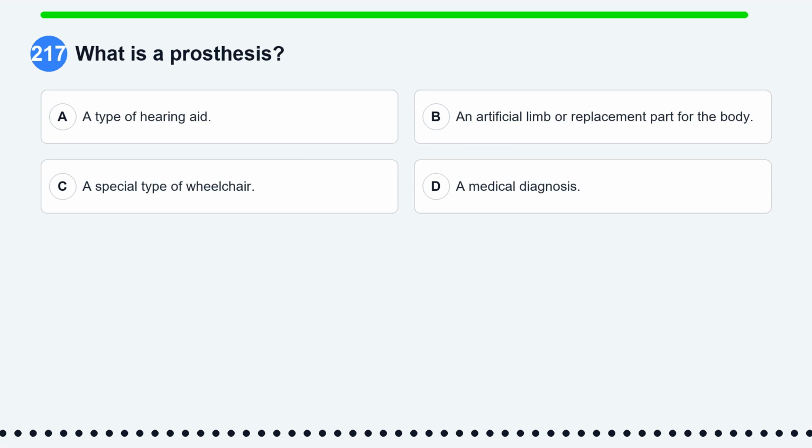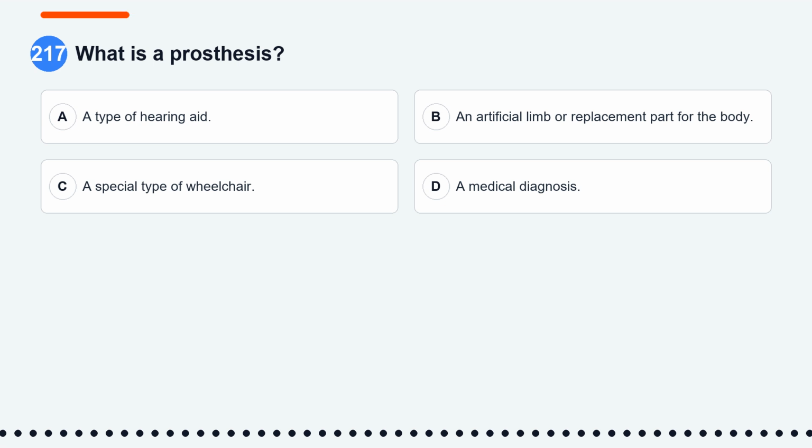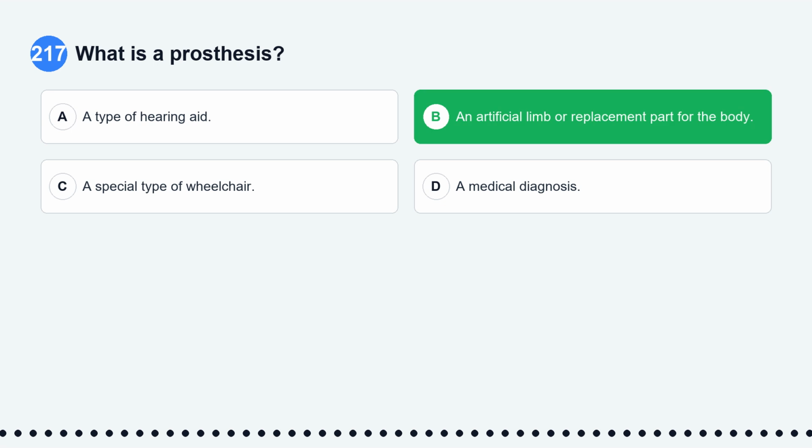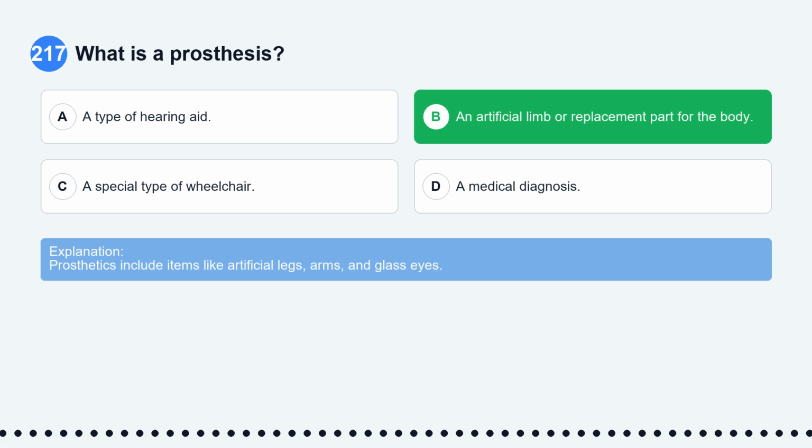Question 217. What is a prosthesis? Option A. A type of hearing aid. Option B. An artificial limb or replacement part for the body. Option C. A special type of wheelchair. Option D. A medical diagnosis. The correct answer is option B. An artificial limb or replacement part for the body. Prosthetics include items like artificial legs, arms, and glass eyes.